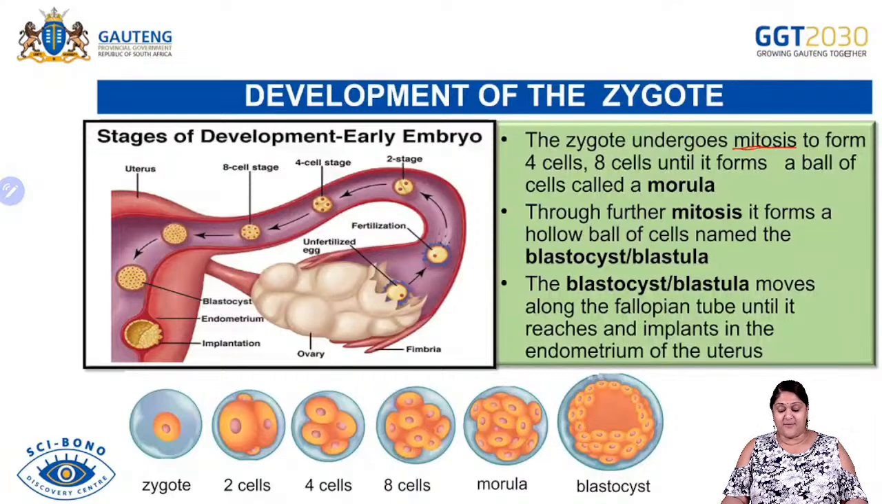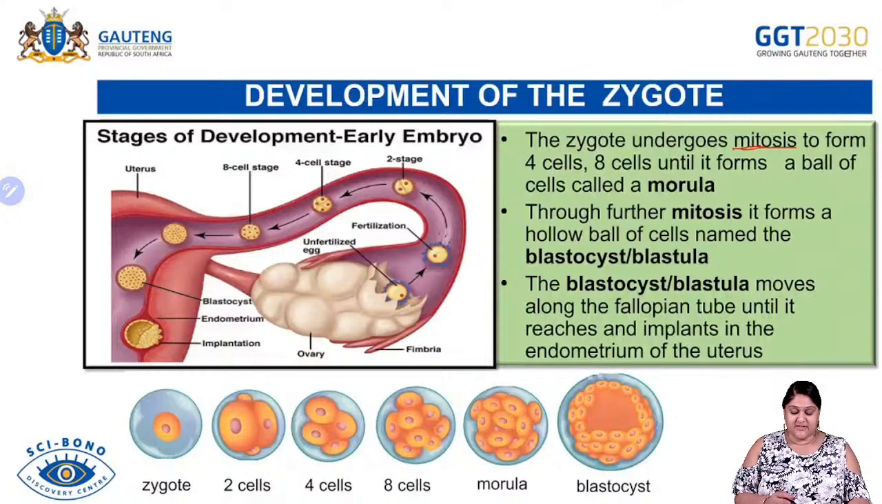And then through further mitosis, it's going to form a hollow ball of cells, which is called the blastocyst or the blastula. And then that blastocyst or blastula is going to move along the fallopian tube until it reaches and implants in the endometrium of the uterus.